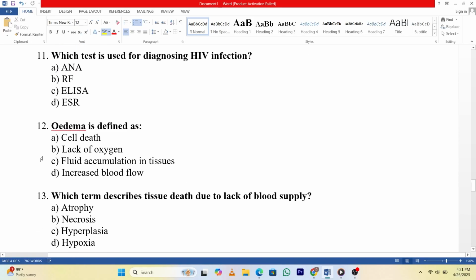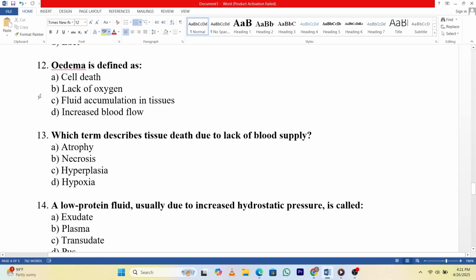11. Which test is used for diagnosing HIV infection? A. ANA. B. RF. C. ELISA. D. ESR. Answer: C. 12. Edema is defined as: A. Cell death. B. Lack of oxygen. C. Fluid accumulation in tissues. D. Increased blood flow. Answer: C.